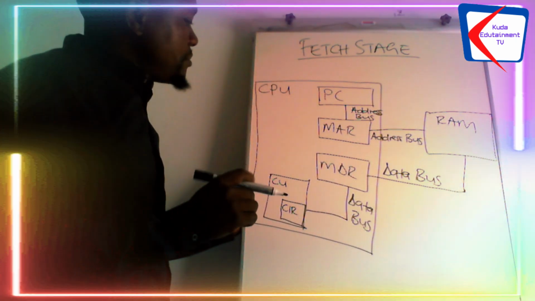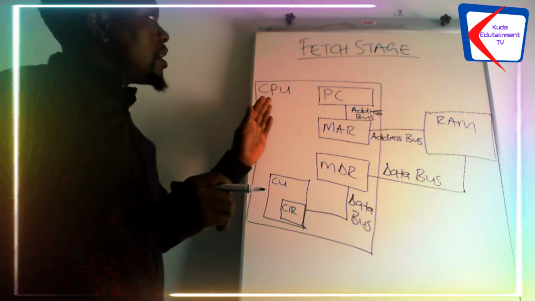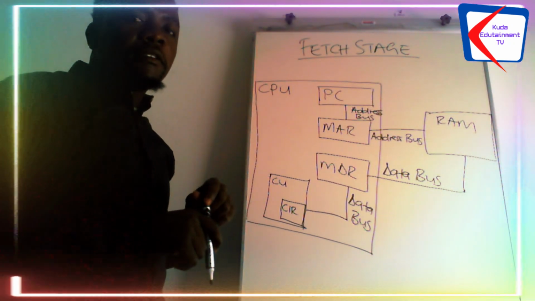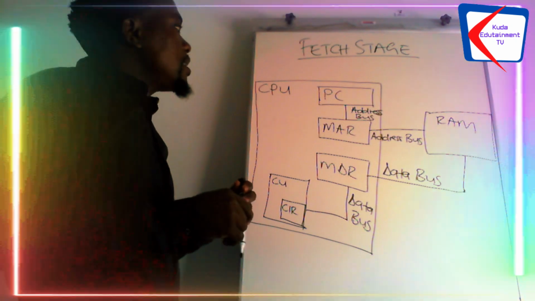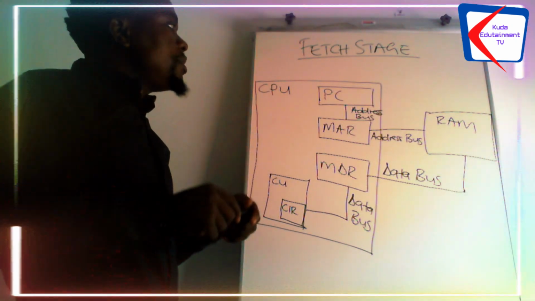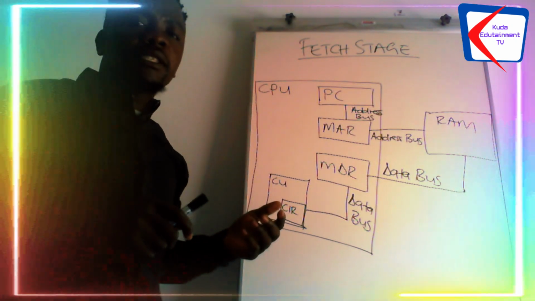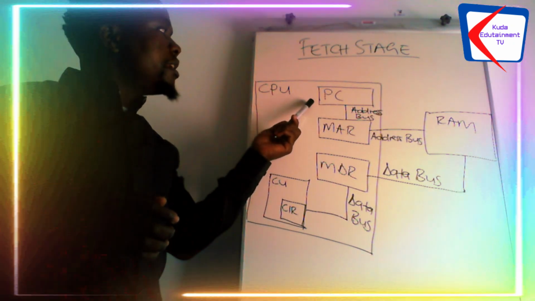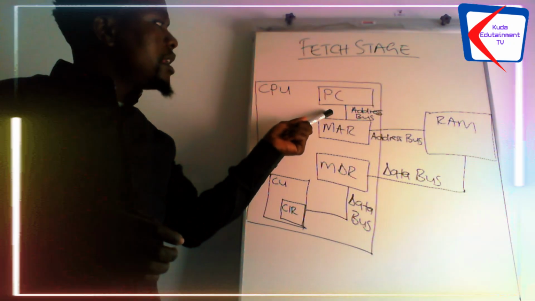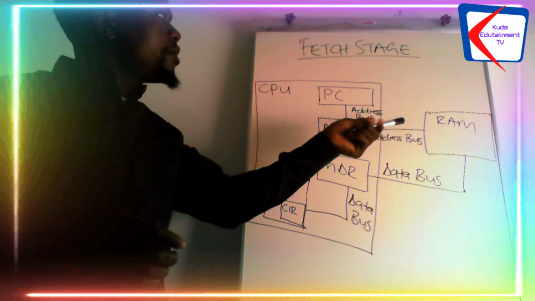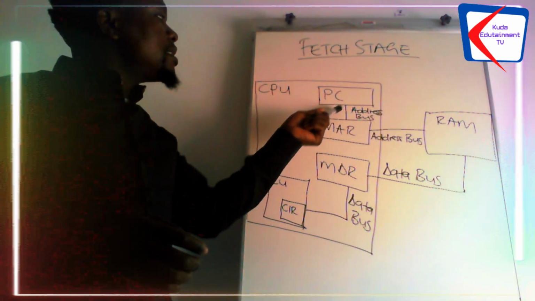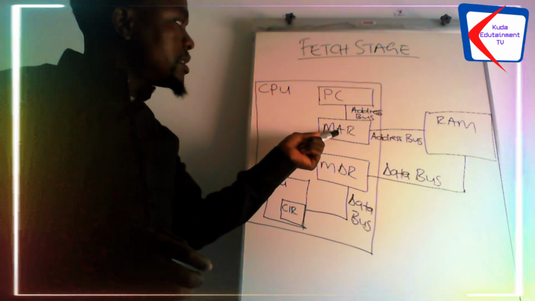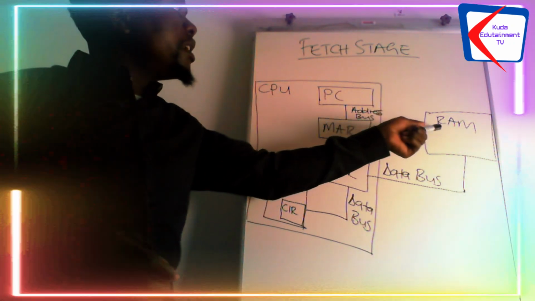So in simple terms, this is what happens at the fetch stage. The program counter, the PC, points at the next instruction to be executed, and then using the address bus, the address is transferred to the memory address register, which is a location in RAM. Then the memory address register will locate the instruction in the RAM.